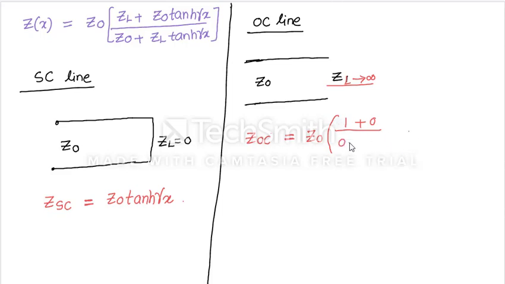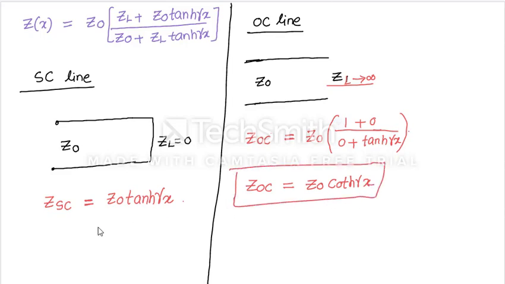0 plus tanh(gamma x), isn't it? So from this, ZOC can be written as Z0 into coth(gamma x). This is my ZOC and this is my ZSC, the open circuit impedance and short circuit impedance.